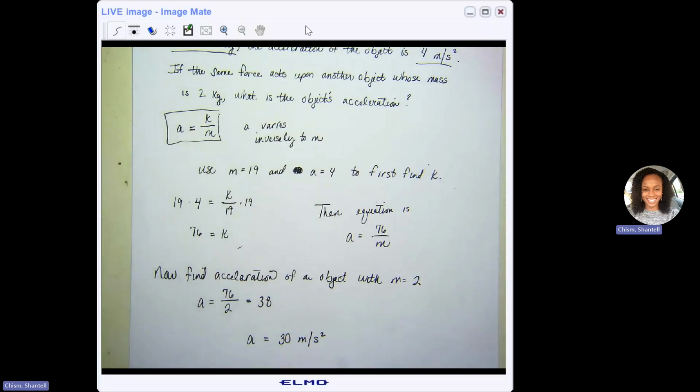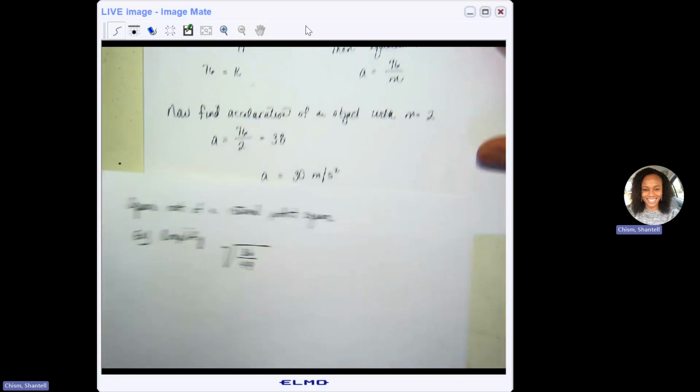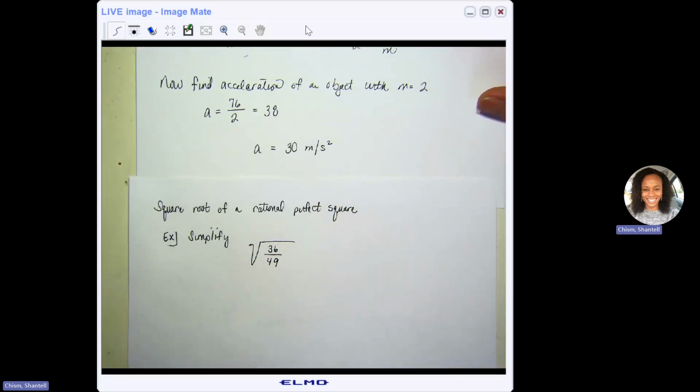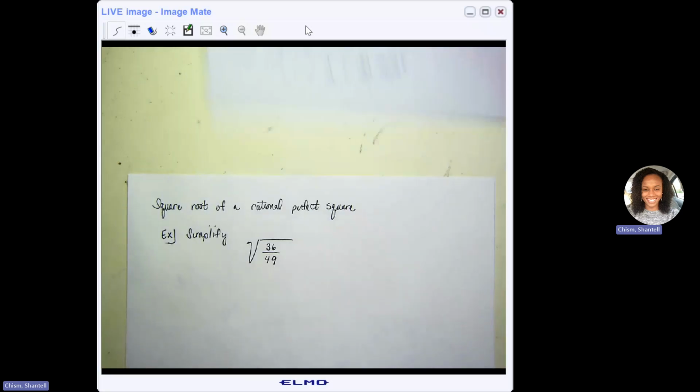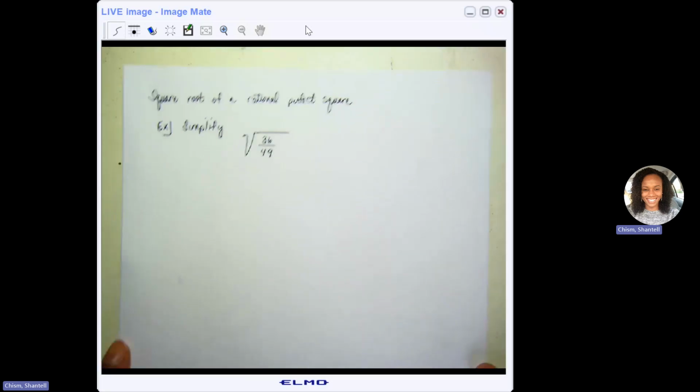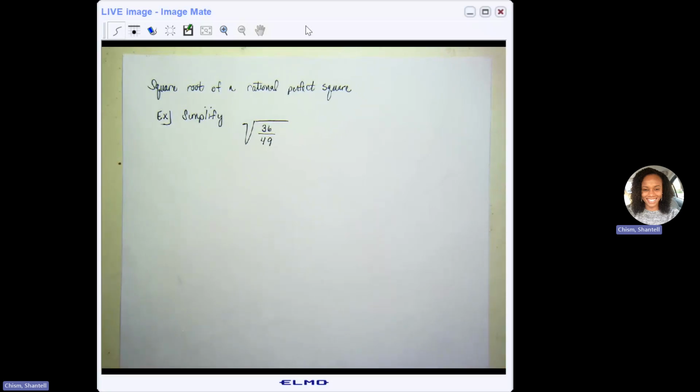So the last couple of problems there were related to variation. And then there's one more problem that takes a turn that's a bit different than the rest because it heads us into lesson 8. And that is this example right here. Again, this is the last problem in lesson 7. It is square root of a rational perfect square. So basically, you've got the square root of a rational number. Rational is just another name for a fraction. So you've got the square root of 36 over 49.